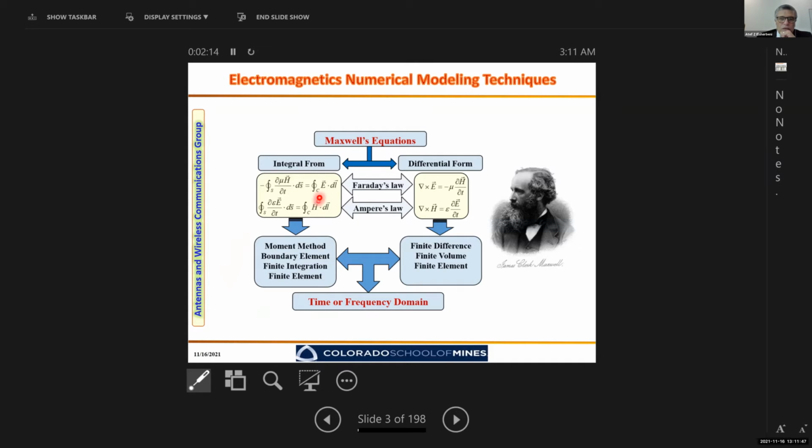Most of the time, the integral form is used for method of moments, boundary element, and finite integration techniques. And most of the time, the differential equations are used in finite difference, finite volume, and finite element techniques. So any one of those common techniques can be used in time domain and frequency domain. And today we're just going to focus on finite difference in time domain.